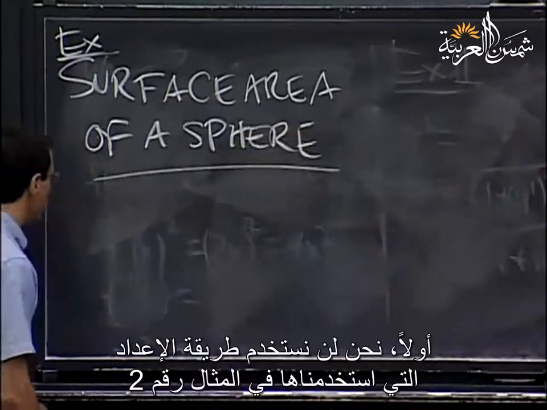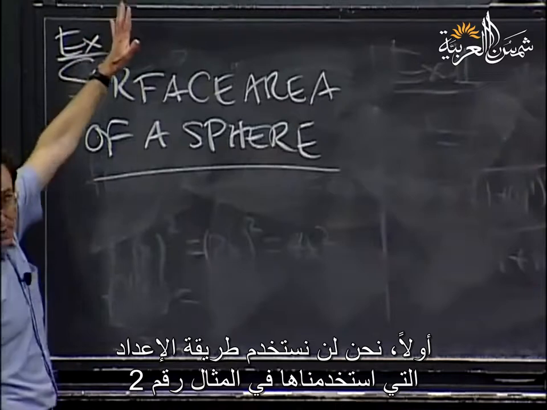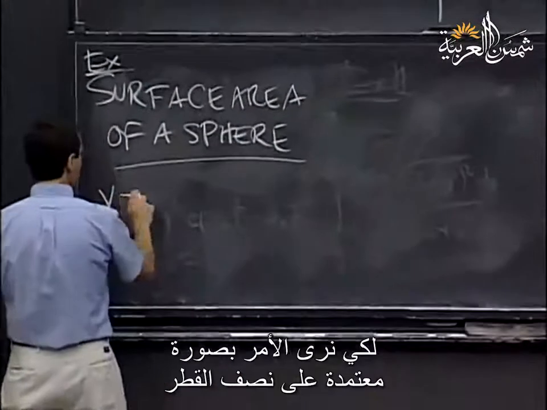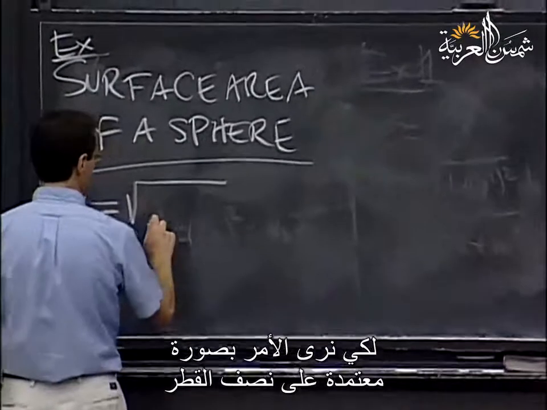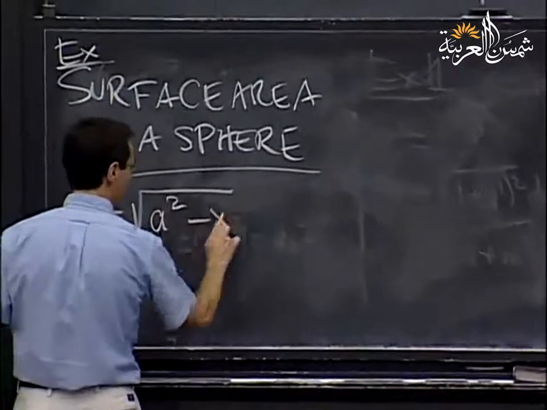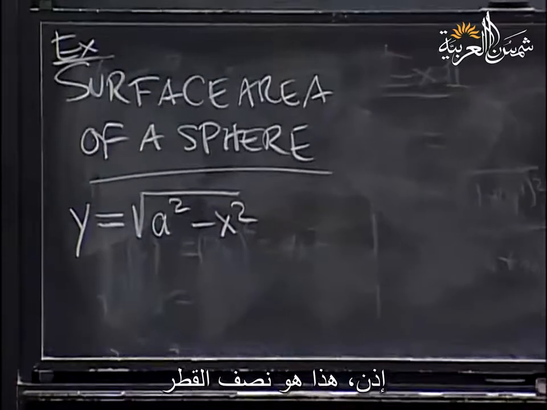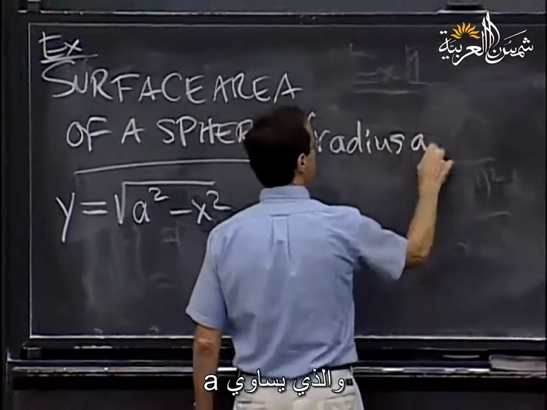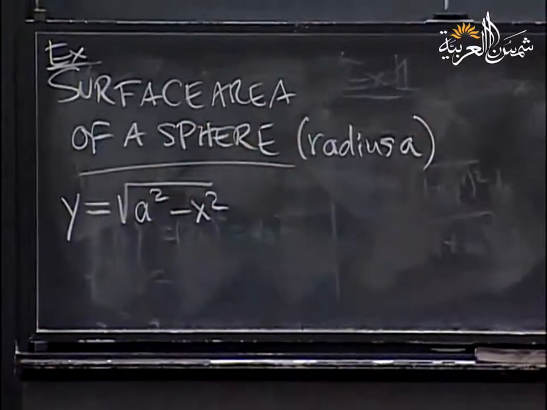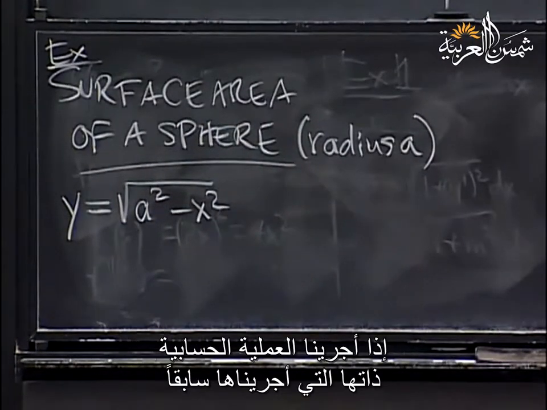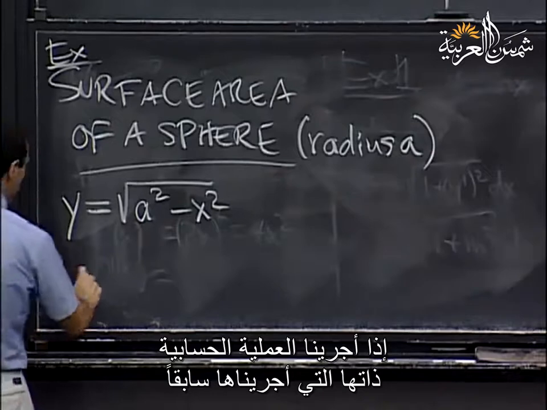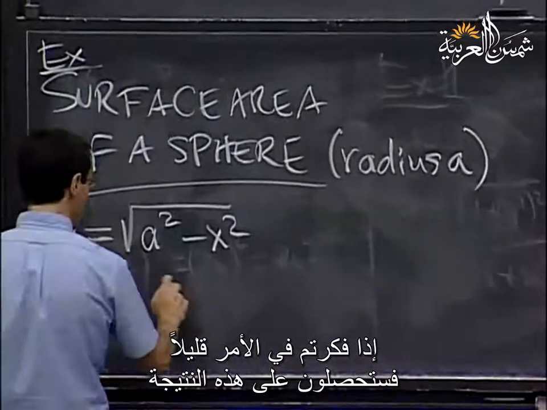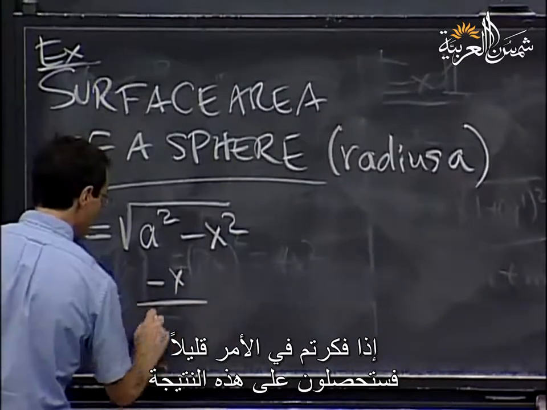All right, so first of all, I'm not going to set it up quite the way I did in example 2. Instead, I'm going to take the general sphere because I'd like to watch the dependence on the radius. So this is going to be the radius, radius a. And now, if I carry out the same calculations as before, if you think about it for a second, you're going to get this result.